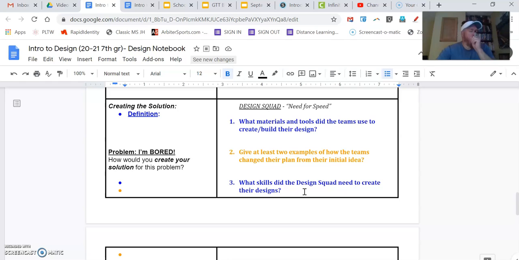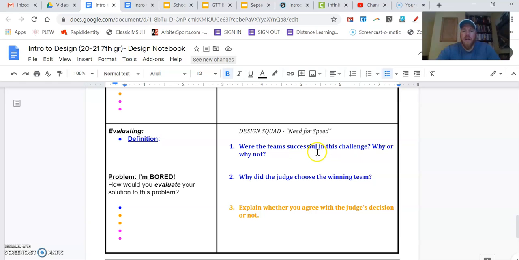Notice question number 2 is in orange. You don't have to answer question 2, but you should answer it. And then we get down to evaluating. Were the teams successful in this challenge? Why or why not? Why did the judge choose the winning team? And number 3, explain whether you agree with the judge's decision or not. The first 2 questions are in blue, so you must do those. The third question, you should answer that one. That's just an opinion. Do you agree? Yes or no, and why?